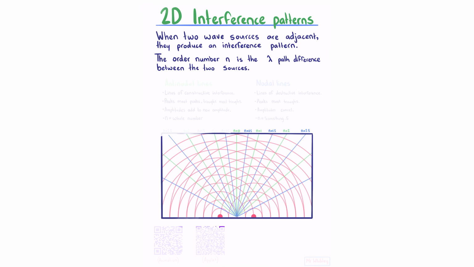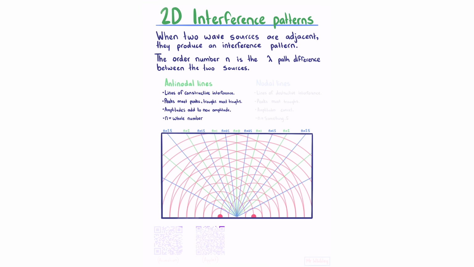As we move away from this line, the path difference between the waves increases either side, where on this side of our n equals 0, the waves from this source here are arriving slightly ahead of the waves from this source here, and the opposite is true for this side. Our green lines represent the antinodal lines, which are lines of constructive interference, where since the waves are meeting in phase, we have peaks meeting peaks and troughs meeting troughs. These amplitudes add to a new amplitude, and you'll note that our n number is a whole number, representing a whole number of wavelengths.